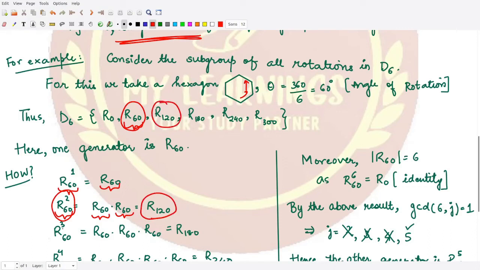Then we have R60 raised to power 3. So we are applying this operation 3 times onto the given hexagon. So after 60 degrees, after another 60 degrees, we are also rotating it through one more 60 degrees. So basically 60 plus 60 plus 60 gives us 180 degrees. So in total we have a rotation of 180 degrees, so that is R180. So this is the third element here.